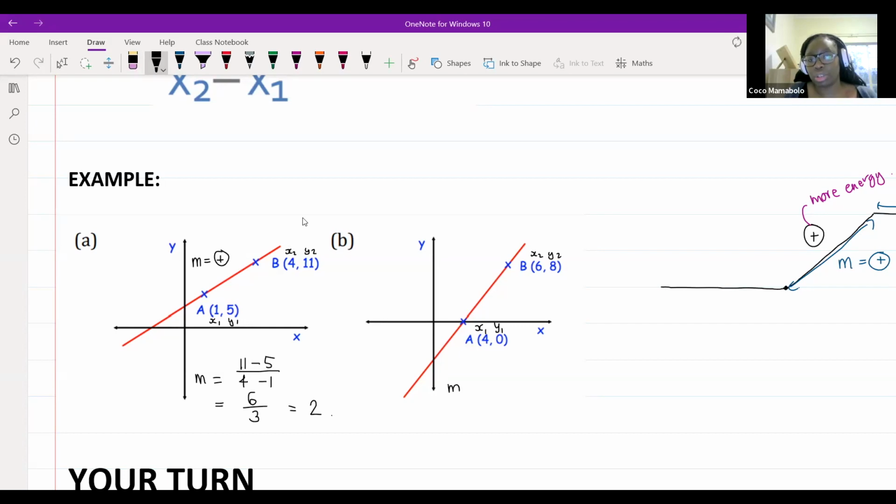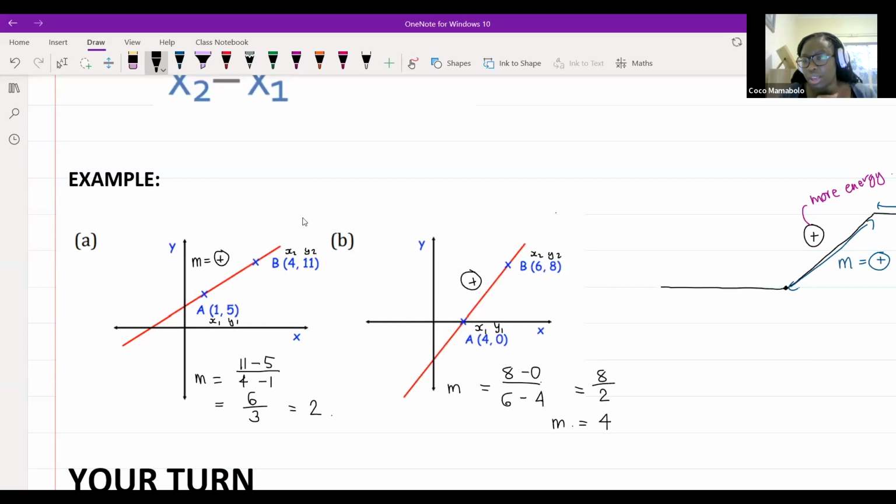Right, so to calculate the gradient, we're going to take y2, which is 8, minus 0 over x2, which is 6, minus x1, which is 4. All right, 8 minus 0 will give us 8. 6 minus 4 will give us 2, and 8 divided by 2 gives us a gradient of 4. And again, because our graph is going up, it should give us a positive answer. All right, are we all okay with how to calculate gradient?